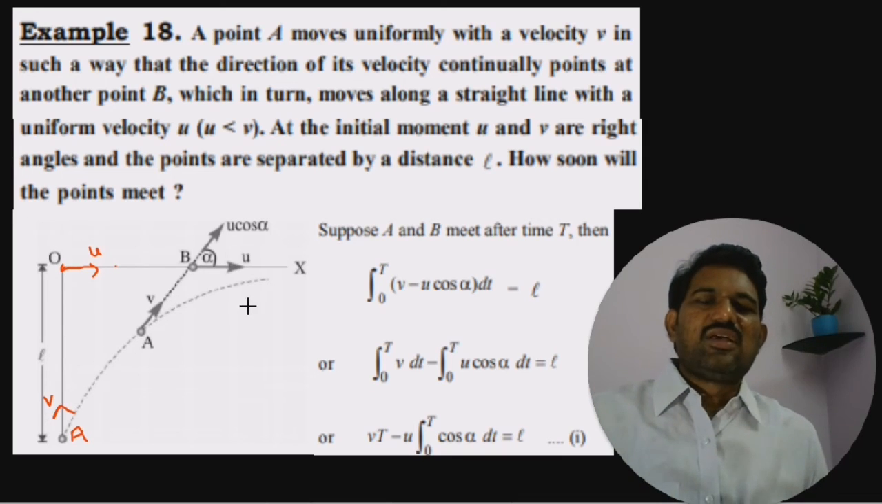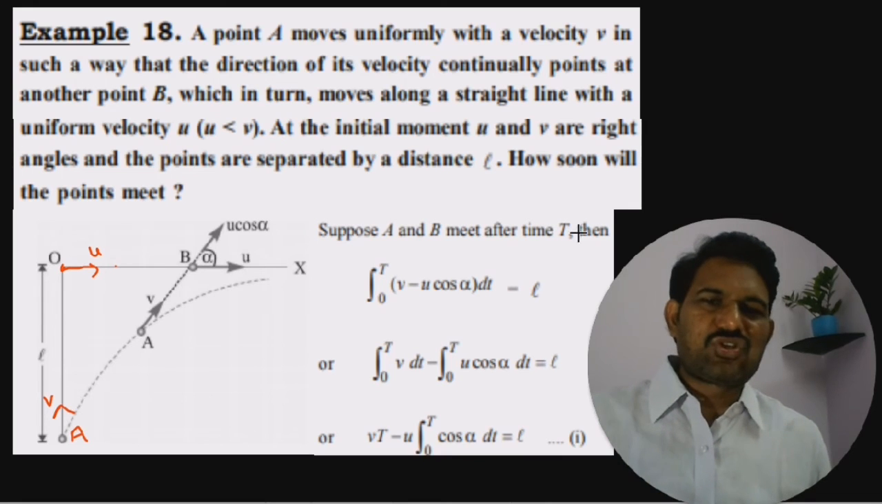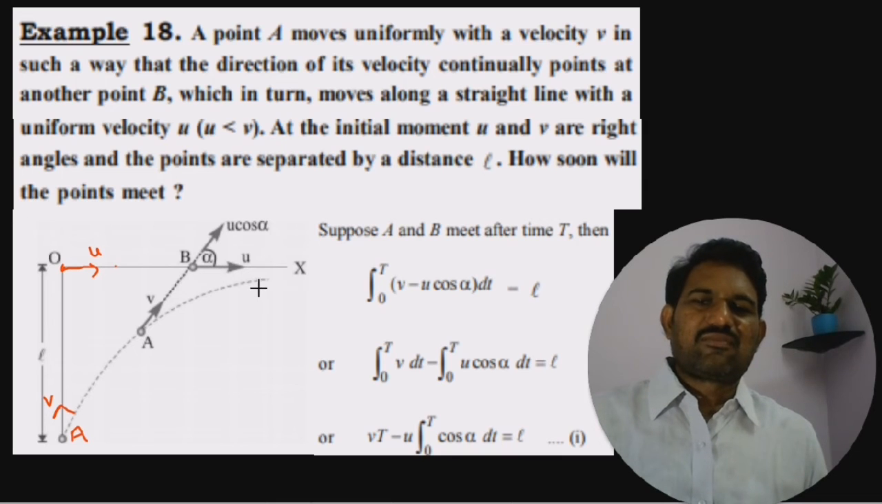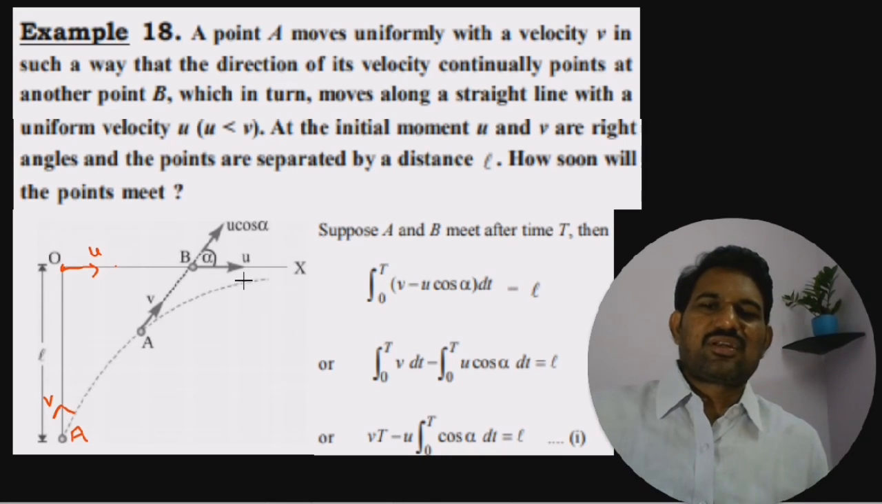Suppose we assume that they meet after some time T. At any instant of time, suppose particle A is here and particle B is here, so that the line joining them makes an angle alpha with the x-axis. Now let us resolve the velocity of B into a component along the line joining these two particles. The velocity of B along this direction you can simply write as u cos alpha.